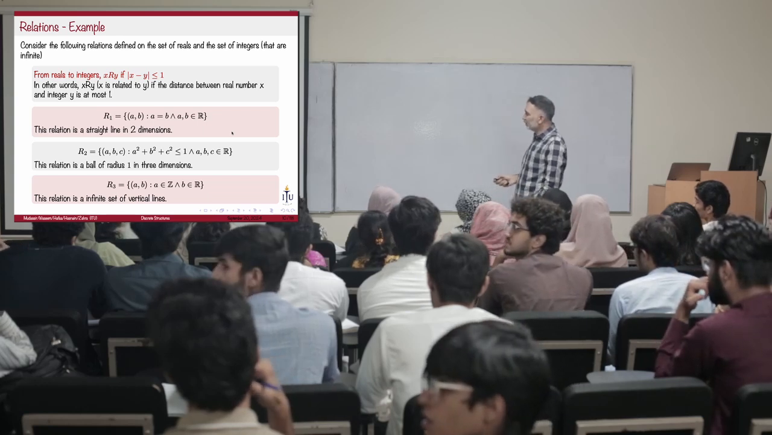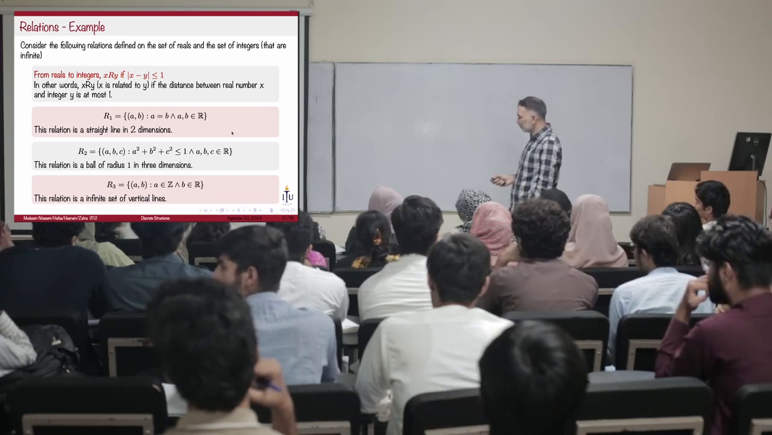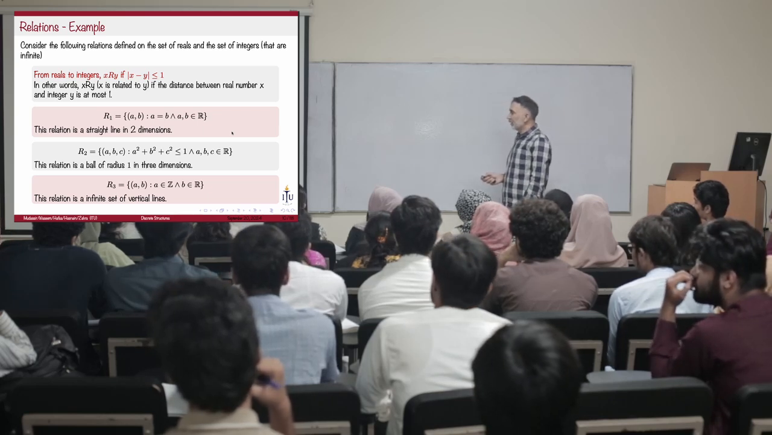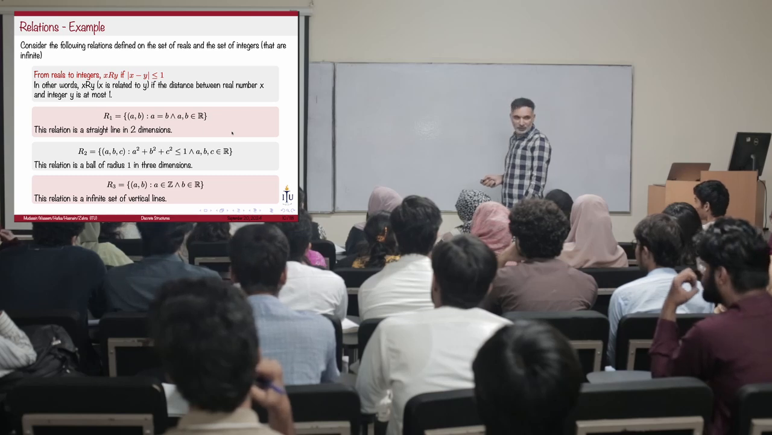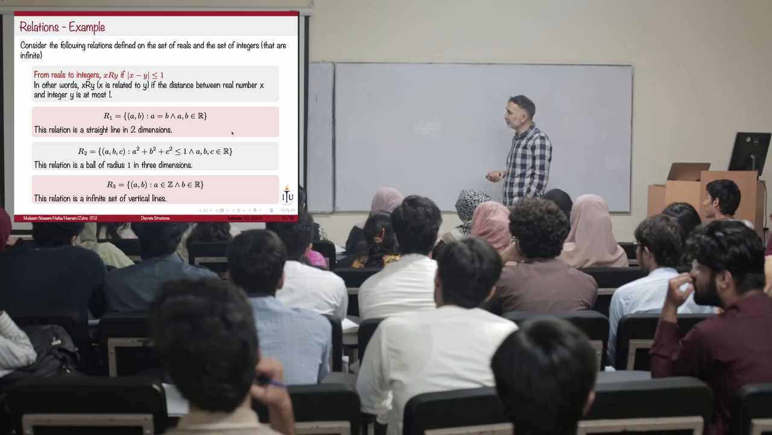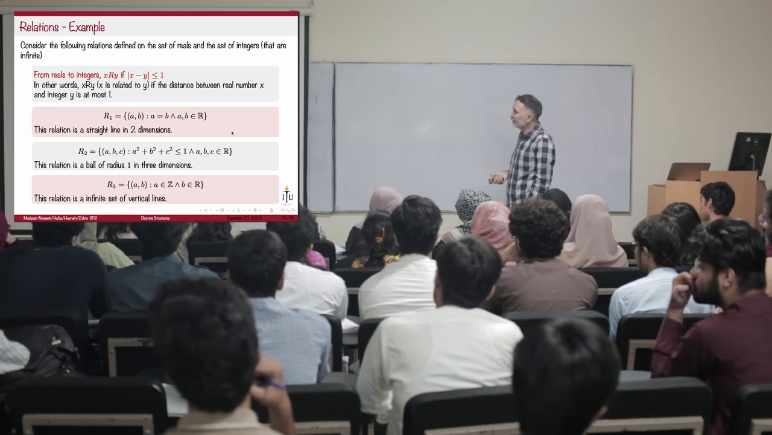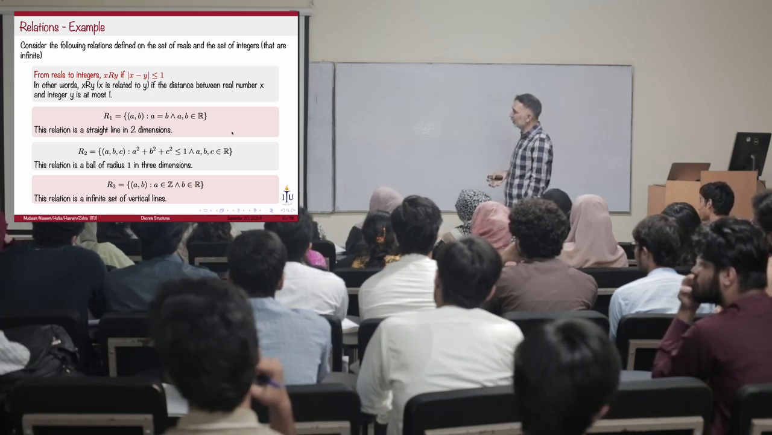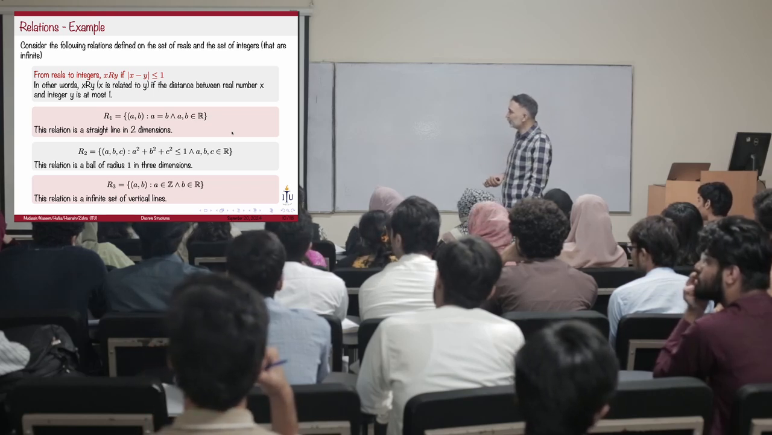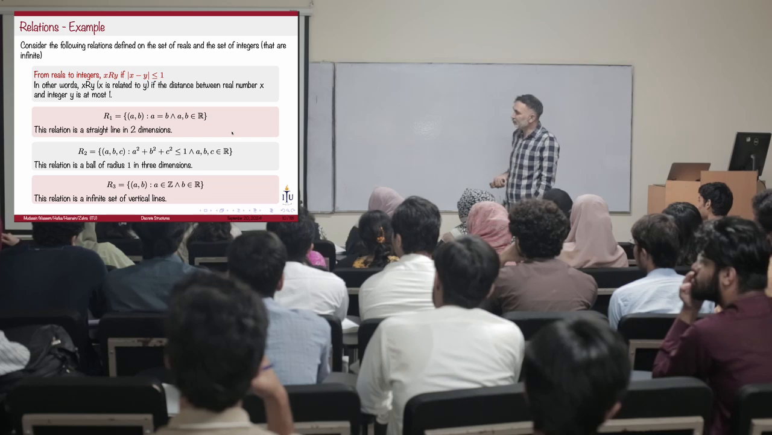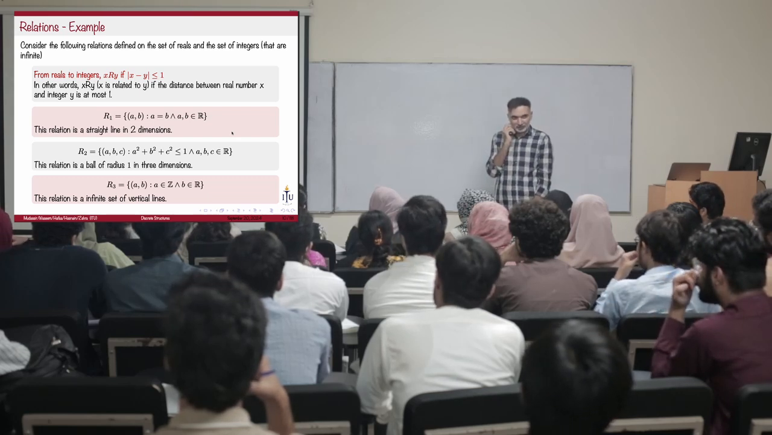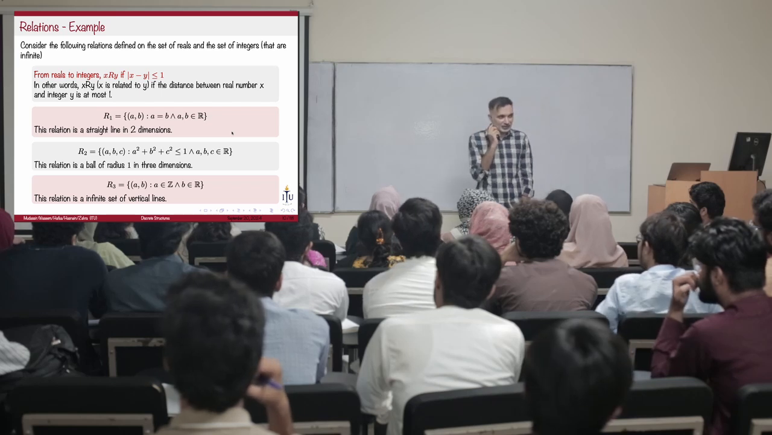So from reals to integers, here's a relation where it defines that the modulus of x minus y should be less than or equal to 1. What does it say? In other words, x and y are related if the distance between the real numbers is at most 1. Can you give me examples of numbers that are related by this relation?